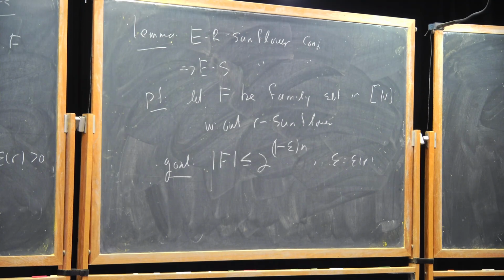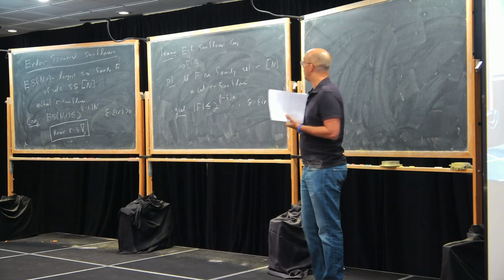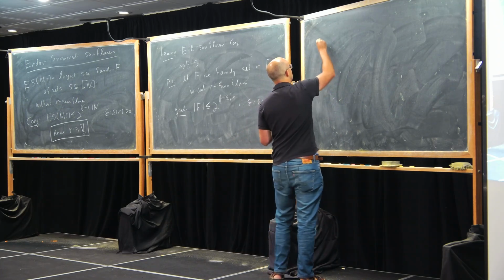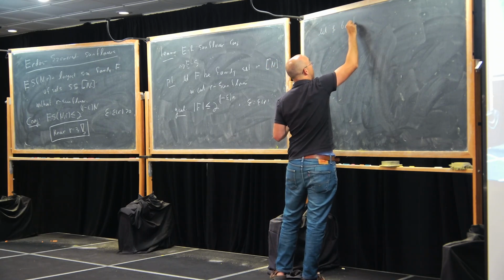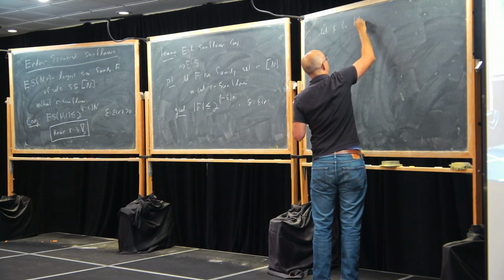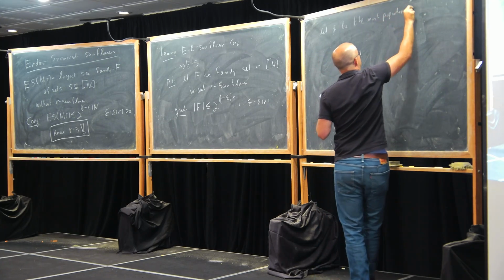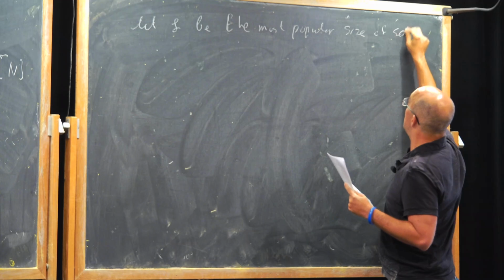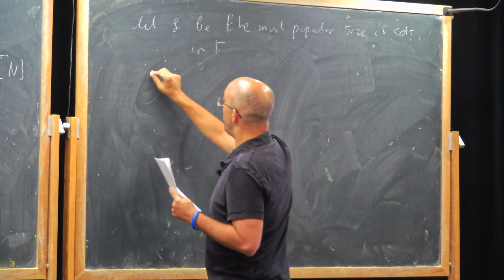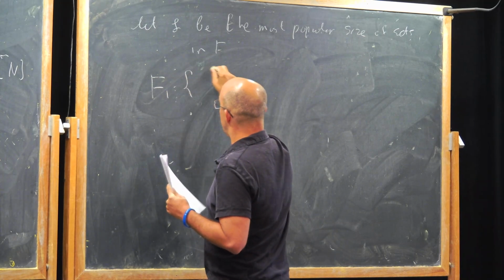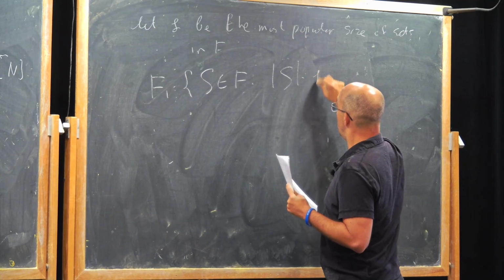So the first thing we're going to do is simplify our lives and restrict all the sets to the most popular size. So let S be the most popular size of sets in F, and define F1 to be all the sets in F that have size S.